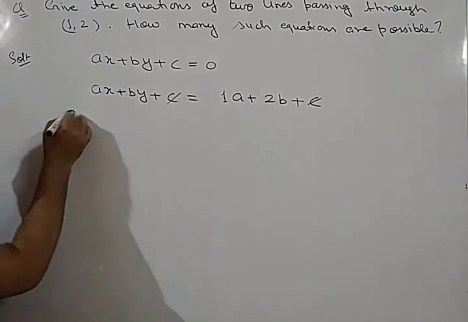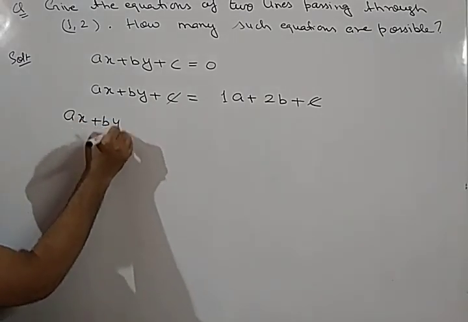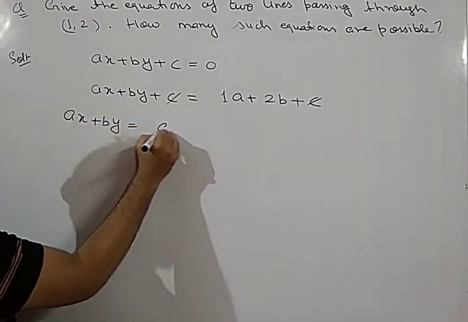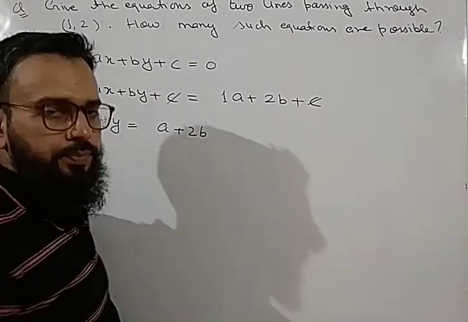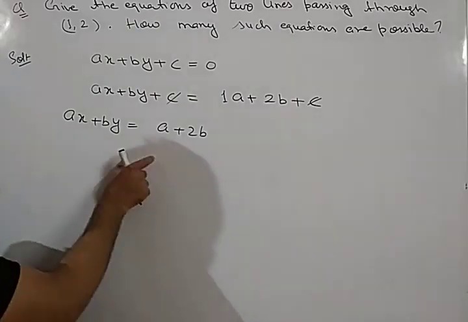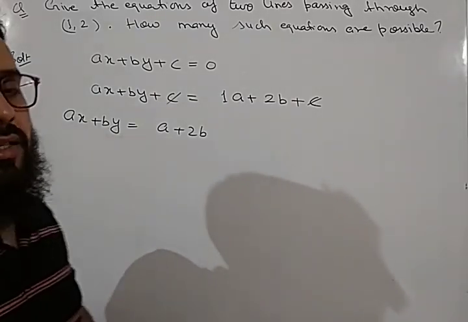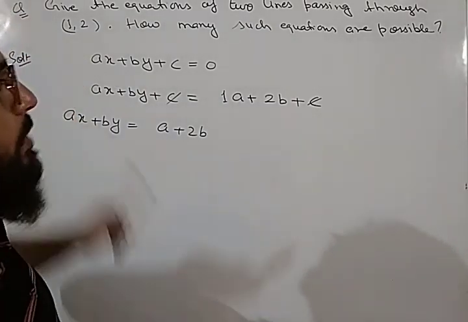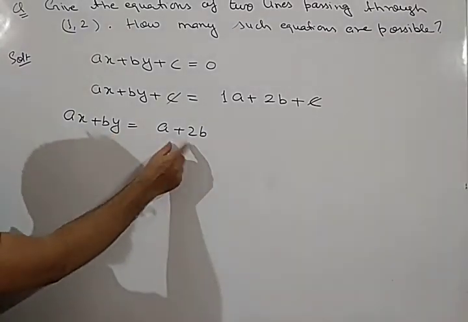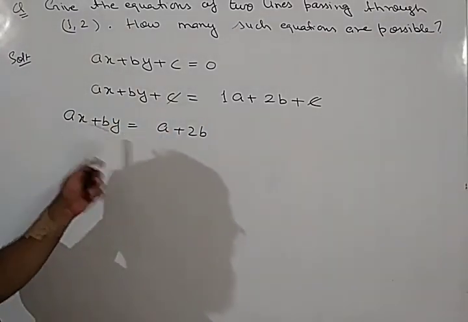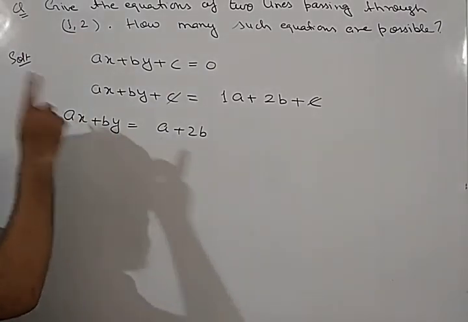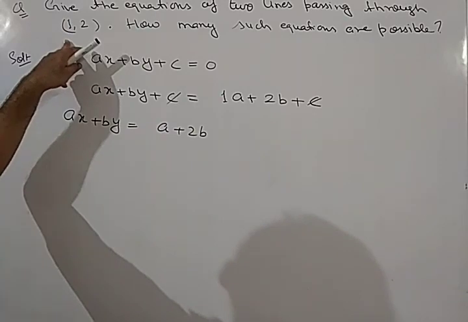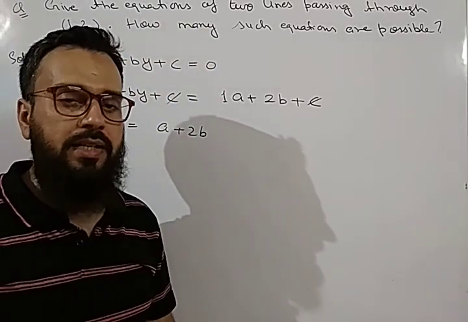So we can write it as ax plus by is equal to a plus 2b. It means we have got a condition that whenever a straight line is passing through the point 1 comma 2, then this will be the relation between a and b: ax plus by is equal to a plus 2b, by putting x equal to 1 and y equal to 2, because this is the point through which the line is passing.